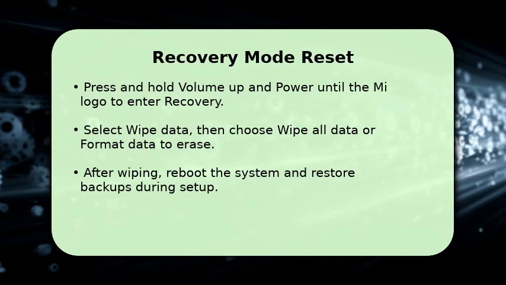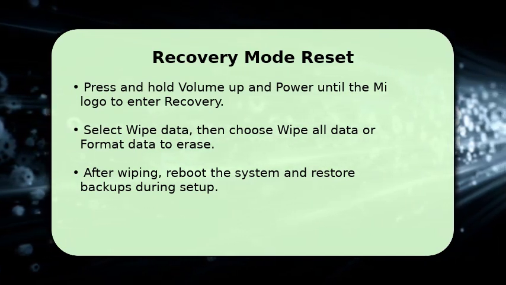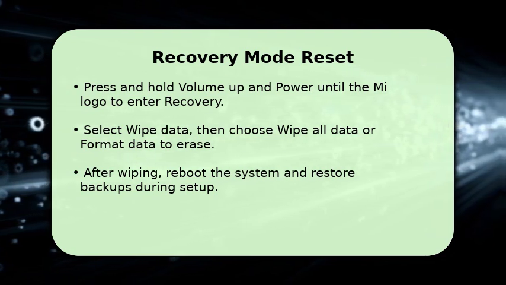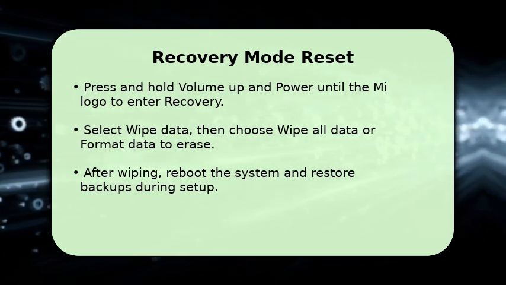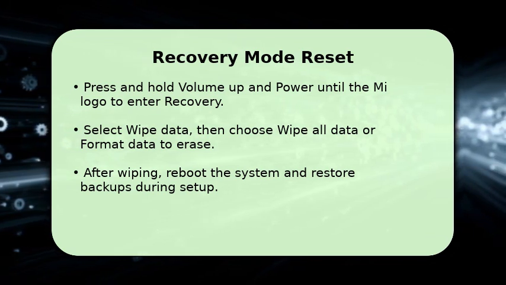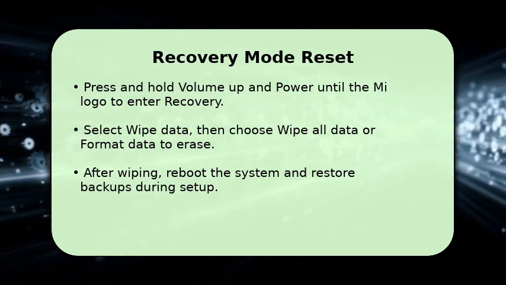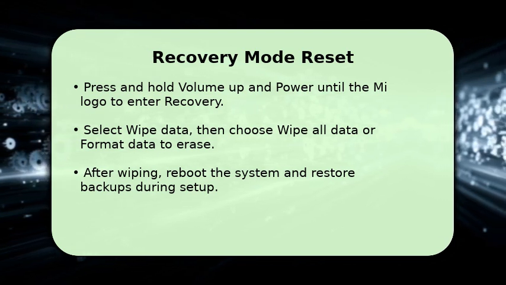Power off the Redmi completely by holding the power button and selecting Power Off. Press and hold volume up and power simultaneously until the My logo appears. Release buttons when recovery menu shows, then use volume keys to navigate options. Select Wipe Data, then confirm by choosing Wipe All Data or Format Data.